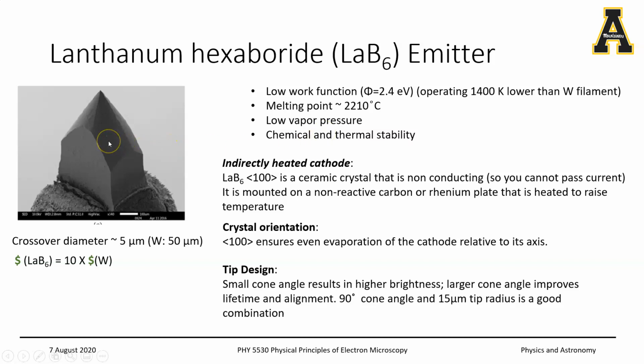But LaB6 is an insulator, so you cannot pass current through LaB6 the way you did for tungsten. So what you have here is a sheet of copper which is placed right below the LaB6 emitter or the crystal, and you heat the copper up, which in turn, by virtue of conduction, heats up the LaB6. Okay, and these tips are really sharp. The crossover diameter that you get for a LaB6 is about 5 microns compared to 50 microns for tungsten. Just to remind you, the crossover diameter is the diameter of the electron beam once it passes the Wehnelt cylinder, after it is focused through the Wehnelt cylinder. Okay.